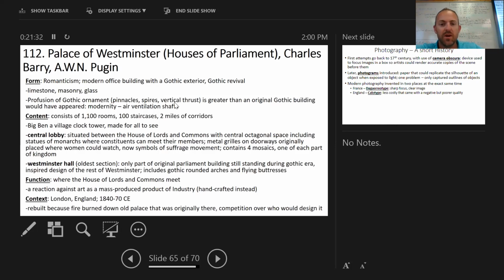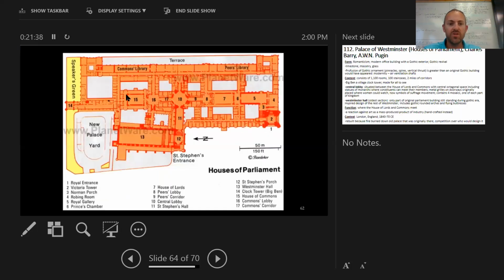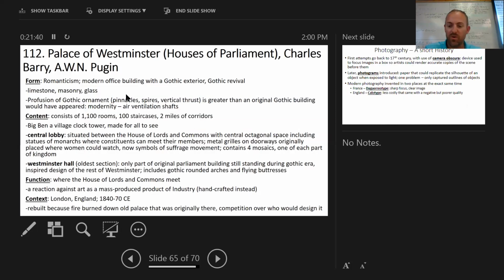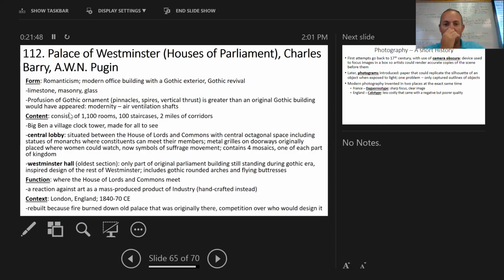Now, what's kind of interesting about that central lobby, right? Remember the central lobby? There it is, what we're talking about right here. What's interesting about that is there's metal grills on the doorways. I don't know if you guys can see. Hard to see, but there's metal grills on the doorways. But they originally were placed where women, while they worked in the palace, could watch the proceedings, right?